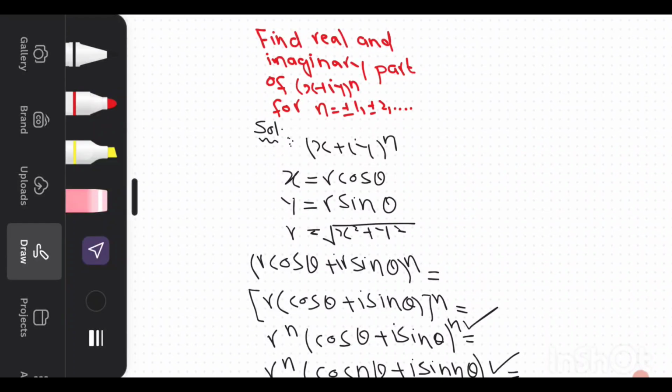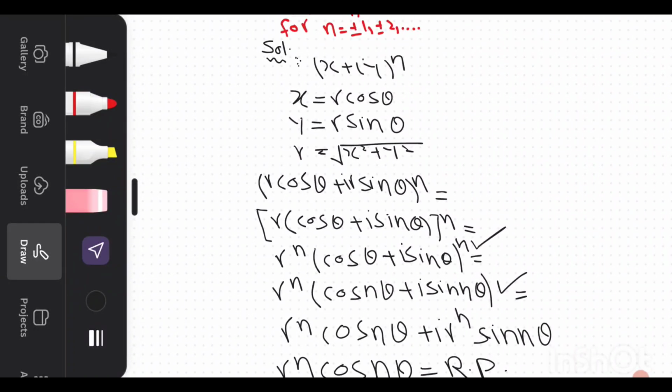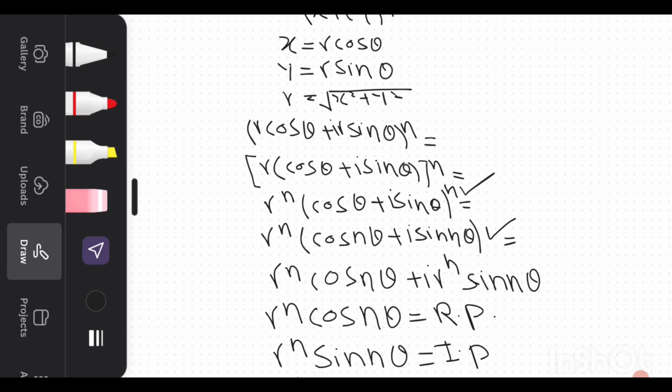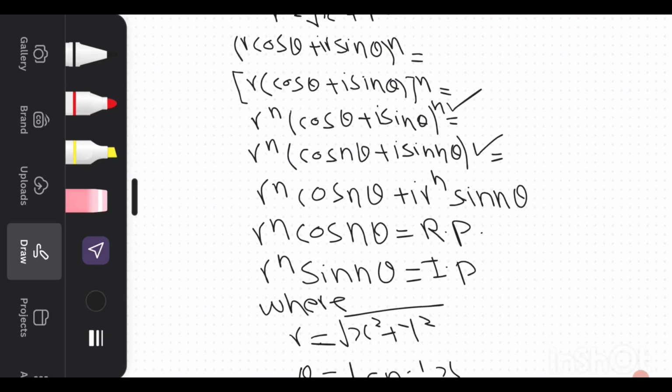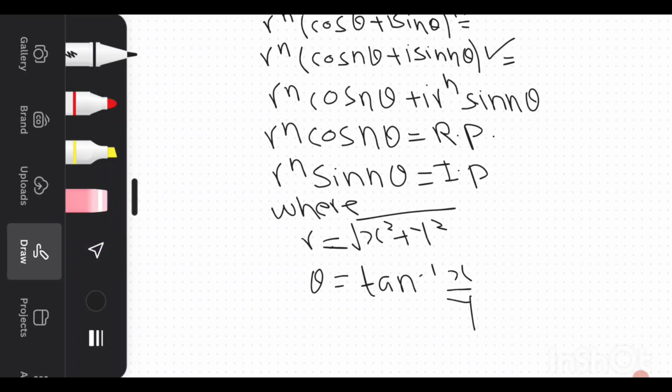Now the question was to find the real part and imaginary part. So we solve it by first changing it into polar form, then by solving we use De Moivre's theorem, and at the last we get our real part and our imaginary part.